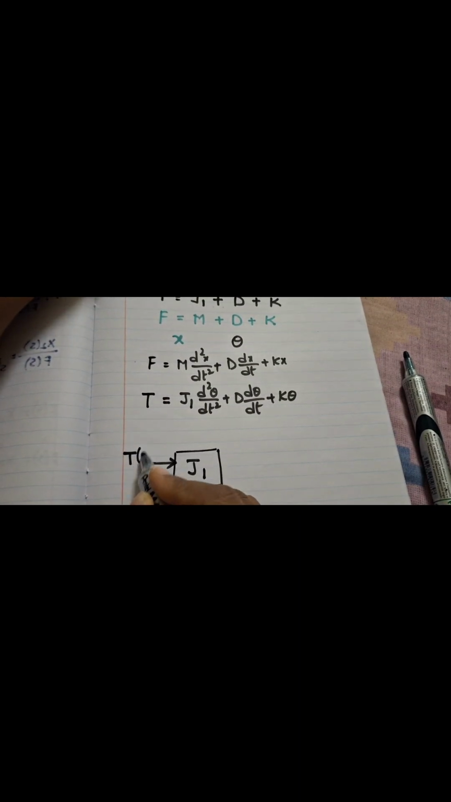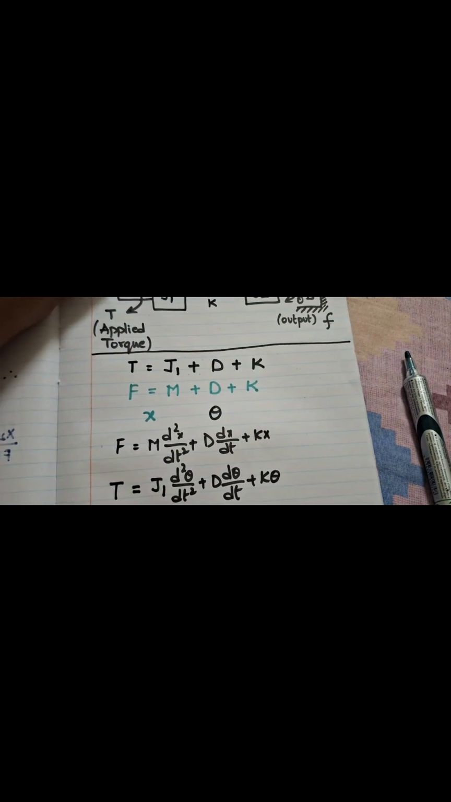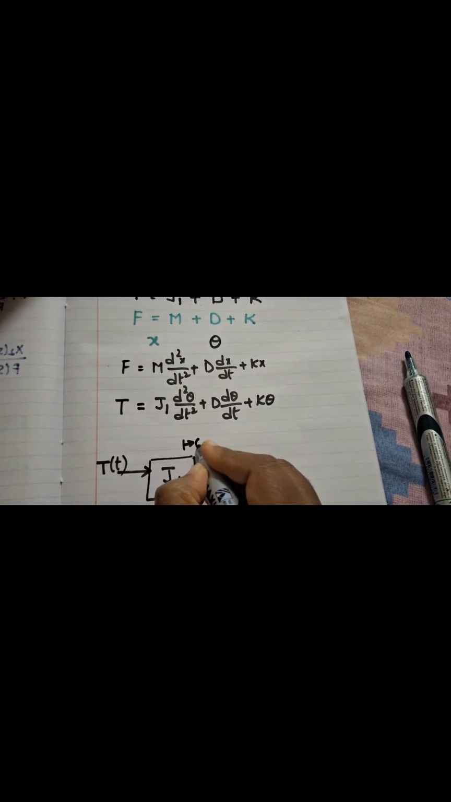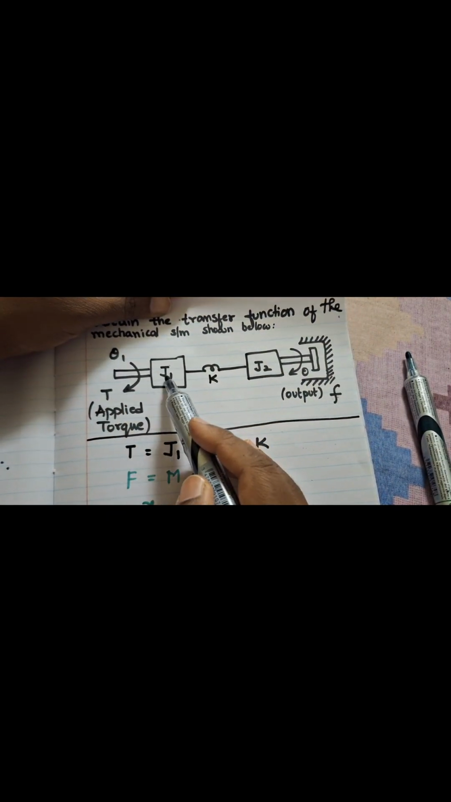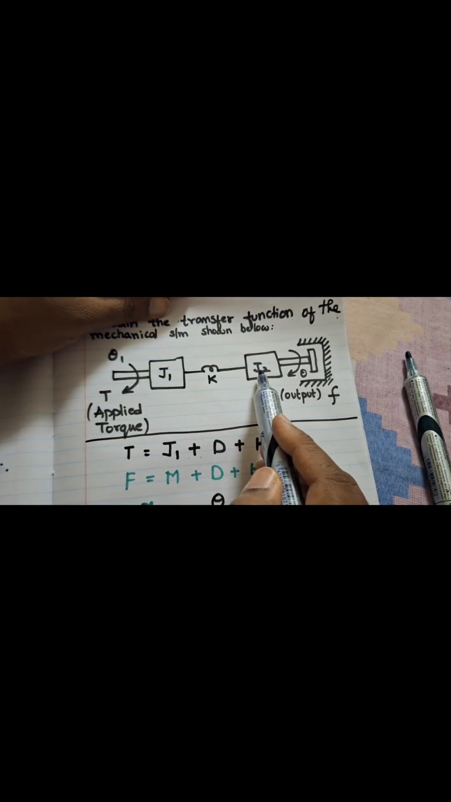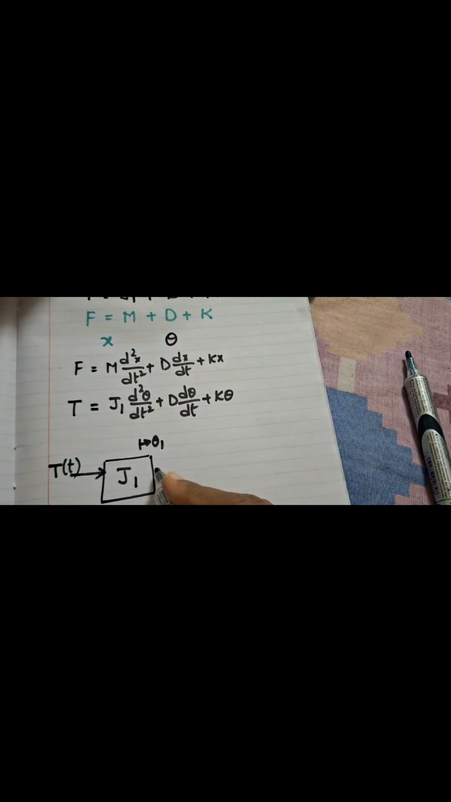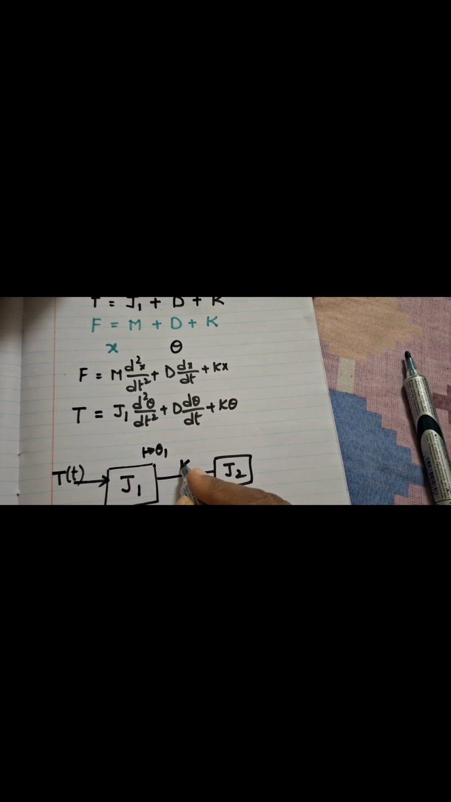So to J1 torque is applied, it means T of t is there. Then theta 1 is there, it means its displacement is theta 1. Then T is applied to J1, K is connected, but K is in connection with J2 also. So I will write J2 having a connection with K.